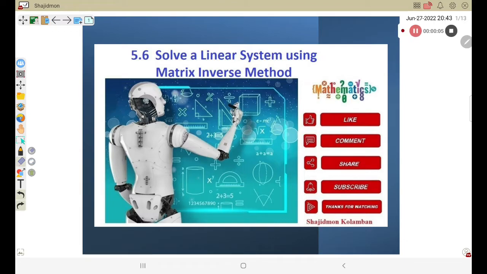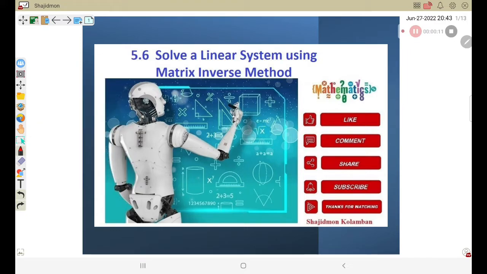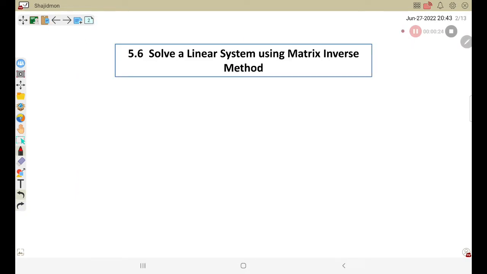Today we are discussing the topic, section number 5.6, solve a linear system using matrix inverse method. This is the topic from the course Mathematics for IT, from chapter 5. So let's start the topic. Solve a linear system using matrix inverse method.